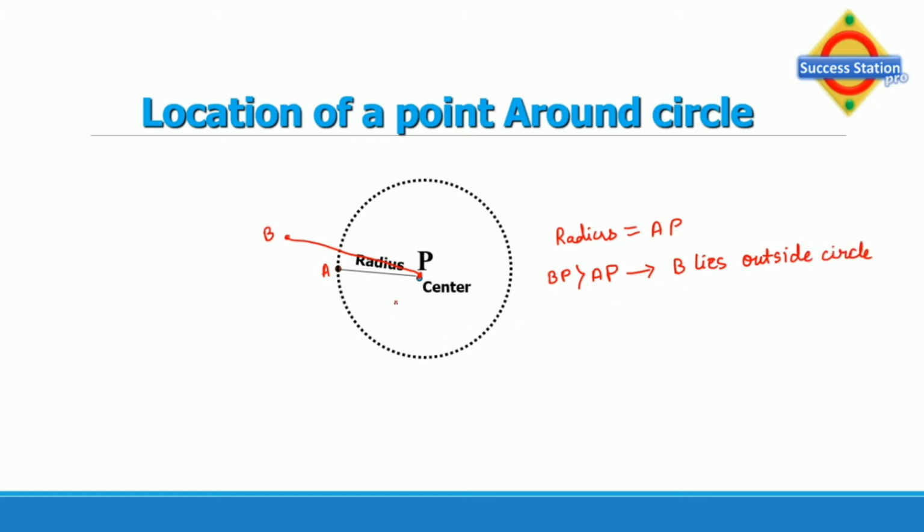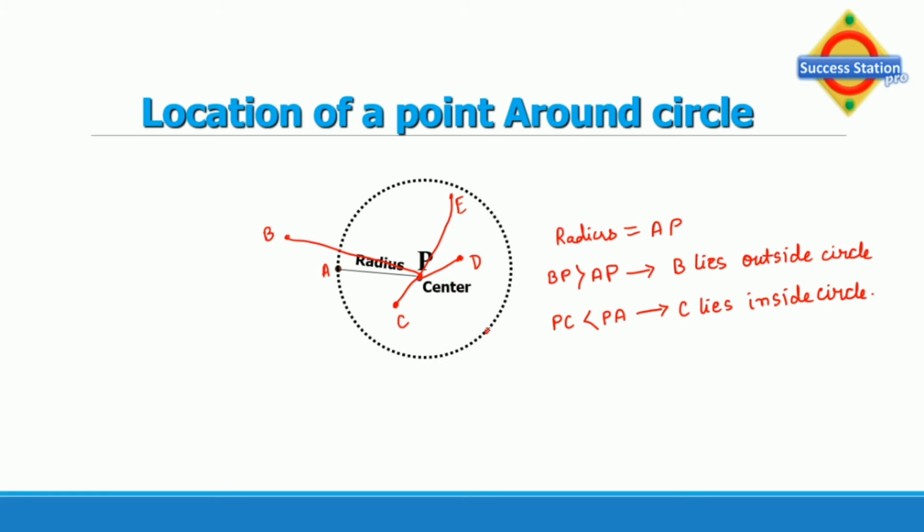Similarly, if any point C is over here and we measure the distance PC, PC is obviously less than PA. So this shows that C lies inside the circle, right? Okay. So all the points, this point also, let it be D. This is less than PA, so this will lie inside the circle. This point is also PE. This is less than the radius, so it will lie inside the circle, right?